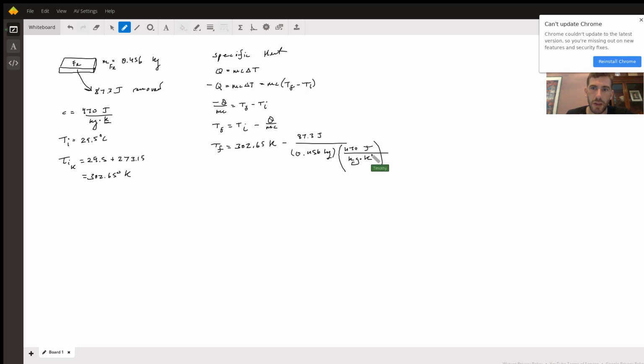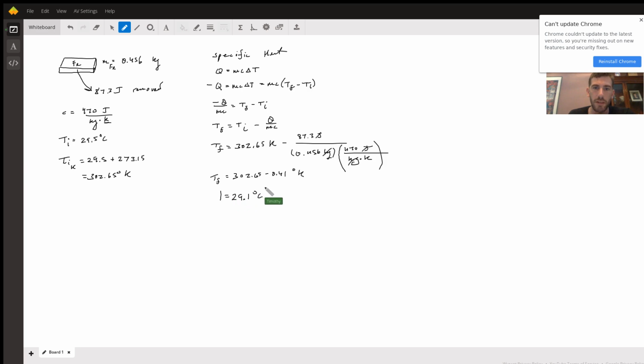Now, do our units match up? The joules cancel with joules, kilograms cancel with kilograms, and we're left with Kelvin because Kelvin will go on the top since we're dividing by a fraction. So it evens out. And after the calculation, you should get something like the final temperature is 302.65 minus 0.41 degrees Kelvin. It's a very small temperature change. And basically putting this into Celsius, the final temperature will be 29.1 degrees Celsius.